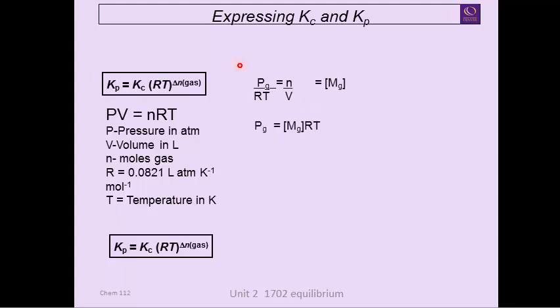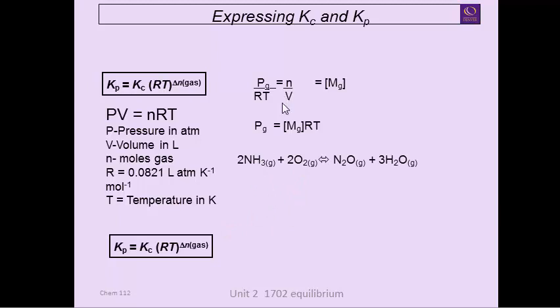So then couldn't you just multiply that out and say, okay, the pressure of the gas equals the concentration times RT? And that's exactly what happened over here. The Kp equals the K of concentration times RT. The only catch is you have to also raise it to the power of the number of moles that are changing.